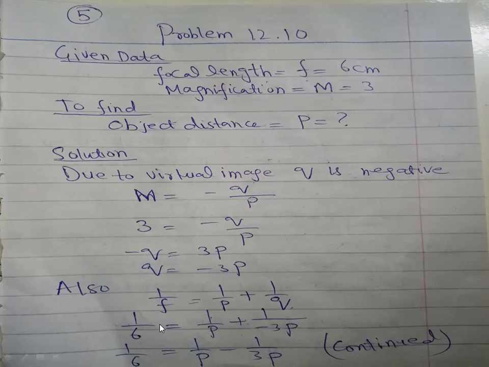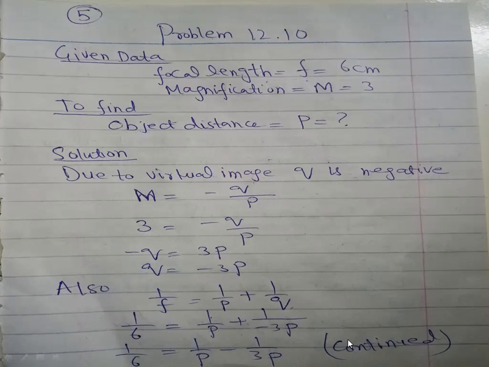Now I will use the formula 1 over F is equal to 1 over P plus 1 over Q. This is the mirror formula, which holds for both mirrors and lenses. I am putting in the values. F is 6 centimeters, and Q, I just found, is minus 3P. So 1 over 6 is equal to 1 over P minus 1 over 3P.